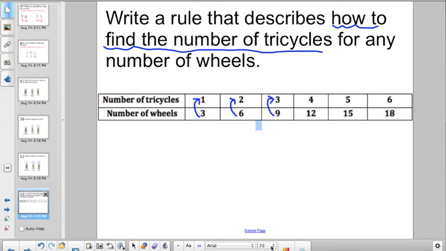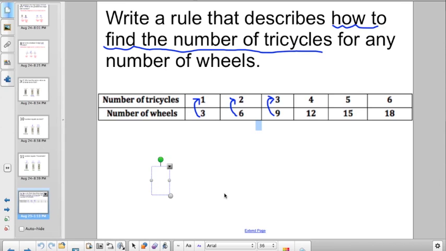And I'm hoping people paid pretty good attention last year because I haven't talked a whole lot about this. This is not count up and it's not count down, right? Because, yeah, you could count down by 2 to get 1. But if you are on 6 counting down by 2, that doesn't give you 2. And 9 counting down by 2 doesn't give you 3. What are you doing to these number of wheels to find the number of tricycles?